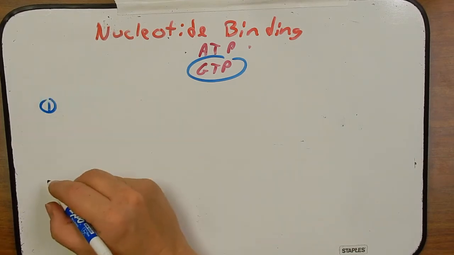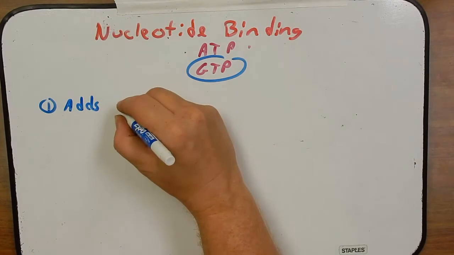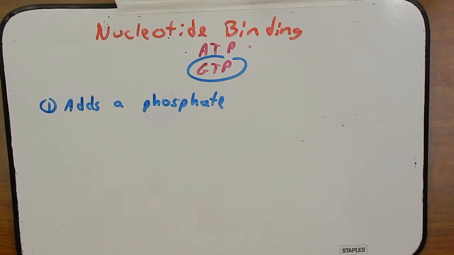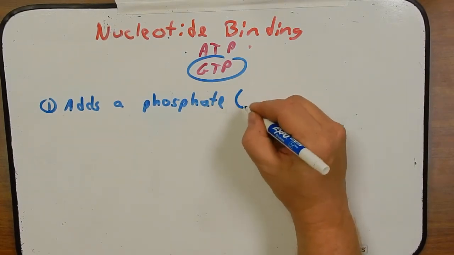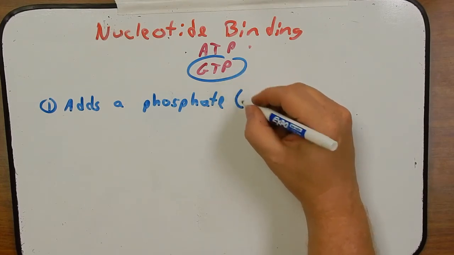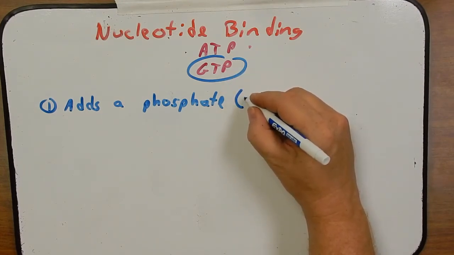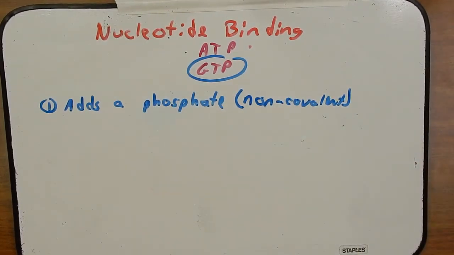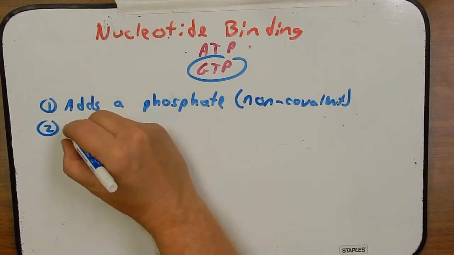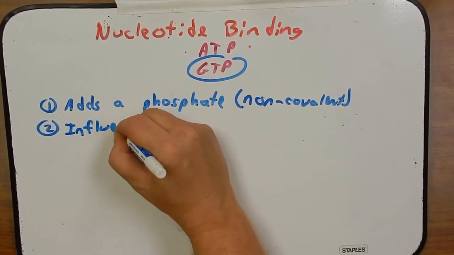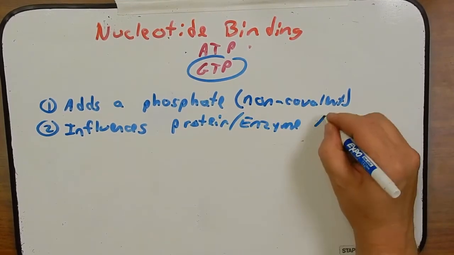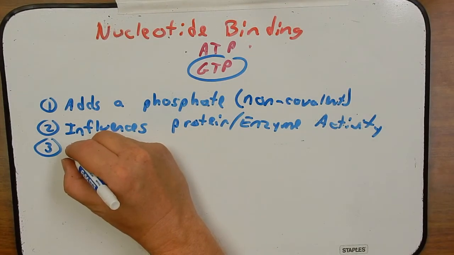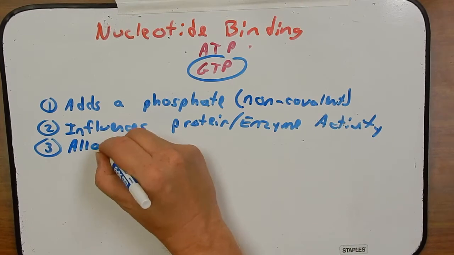For instance, like phosphorylation, it adds a phosphate in the form of GTP, guanine triphosphate. However, unlike phosphorylation, when we add a GTP, it doesn't covalently add it. So this is more of a non-covalent interaction, where adding a phosphate group is a covalent interaction. Adding a GTP influences protein or enzyme activity or function, I could say. Lastly, just like with phosphorylation, it also causes an allosteric change.